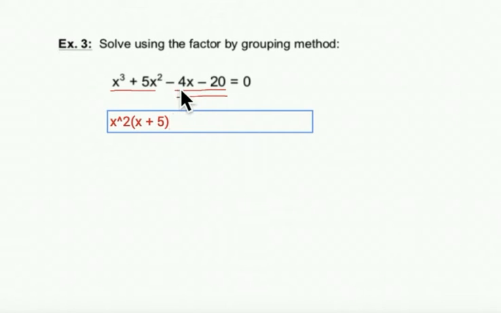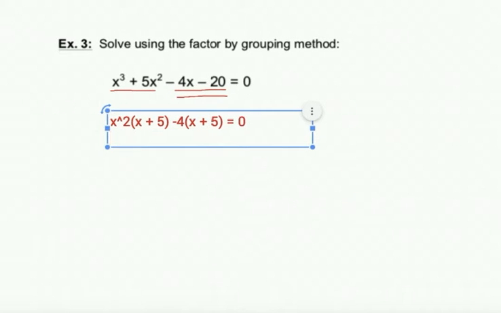And in the next set of parentheses, I can see that my greatest common factor here is negative 4. So I'm going to put negative 4 outside the parentheses, and inside the parentheses I'll have x plus 5 again. And that's equal to 0. So now I'm going to rewrite this as x squared minus 4 in one set of parentheses, and in the other set of parentheses, I'm going to have the x plus 5 that shows up twice. And again, set that equal to 0.